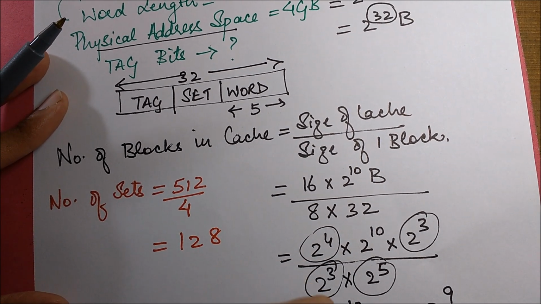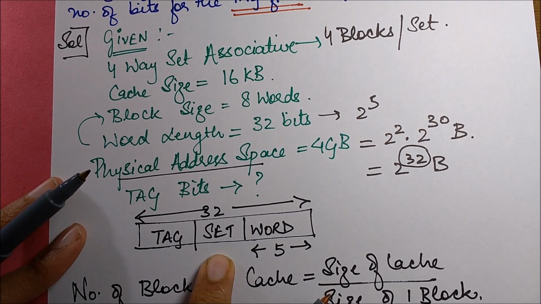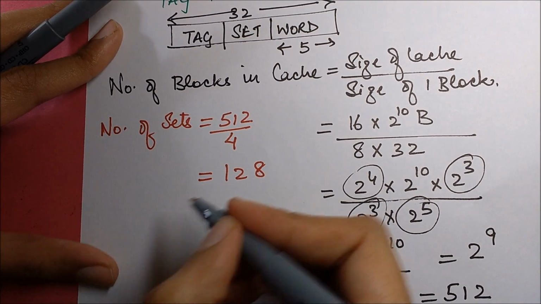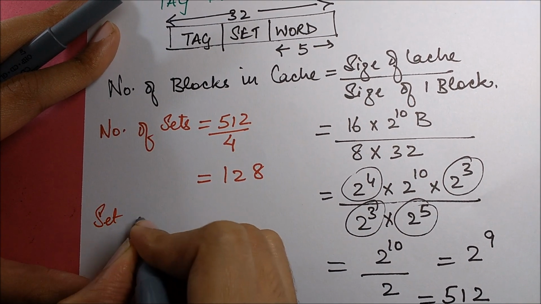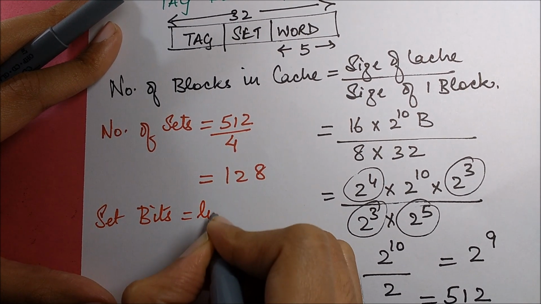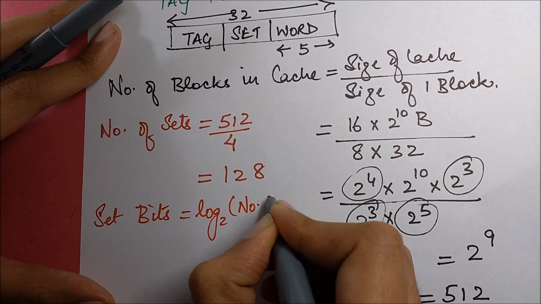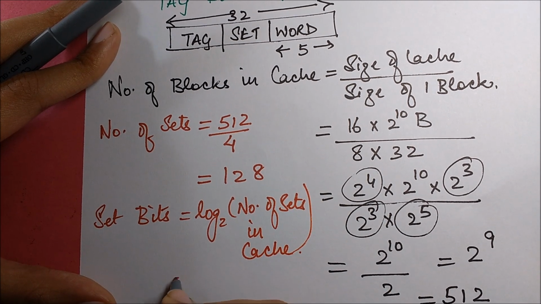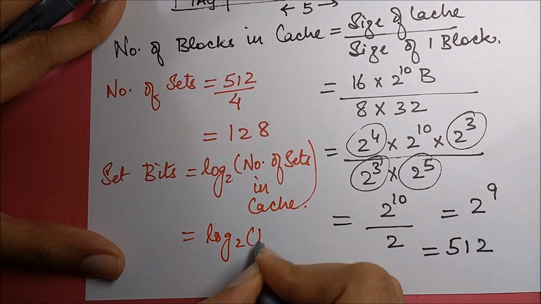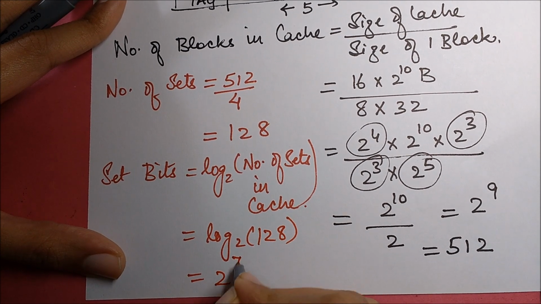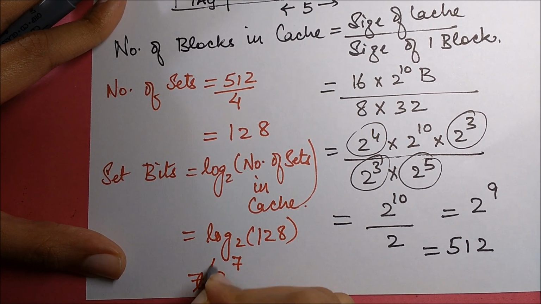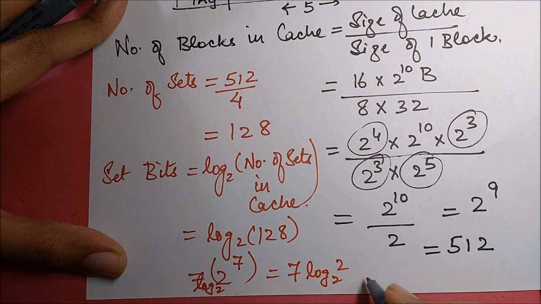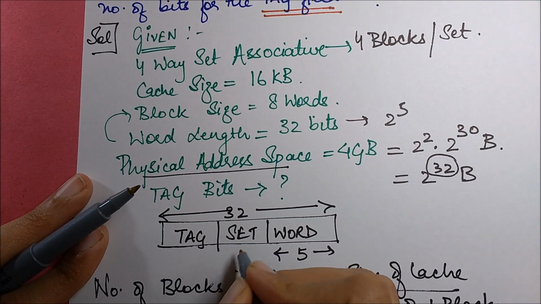Right. Now if I want to put something over here, what are these? These are the number of bits I would require to represent these many combinations. So this is nothing but the set bits is equal to log 2 of number of sets in cache, and this is going to be log 2 of 128, which is 2 to power 7. So log 2 of 2 to power 7, which is 7. Sorry, it just became a bit untidy. So it is 7.